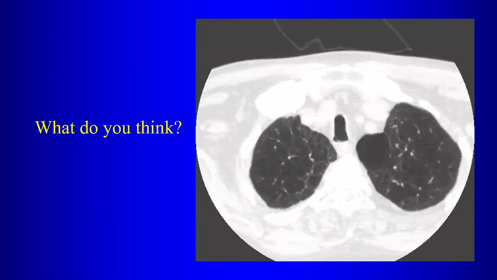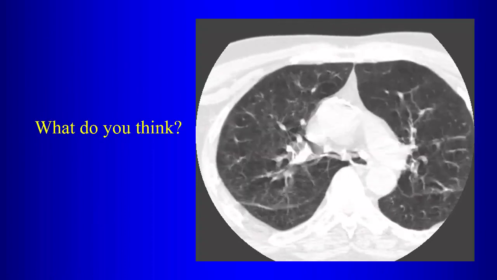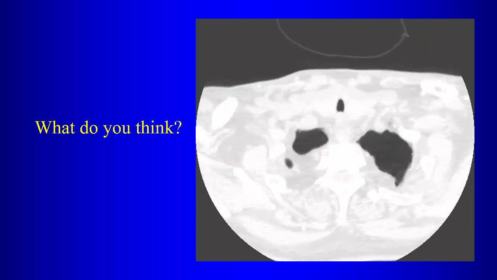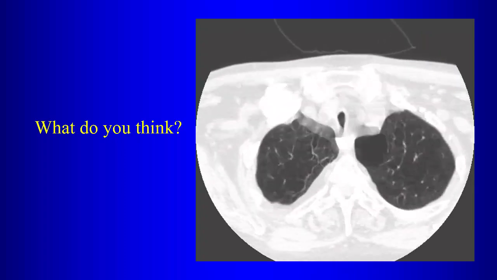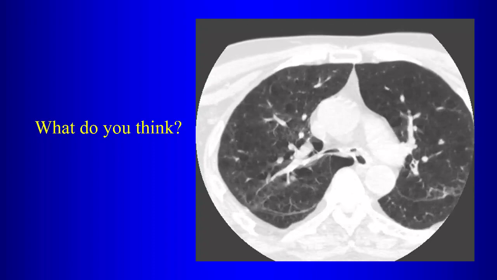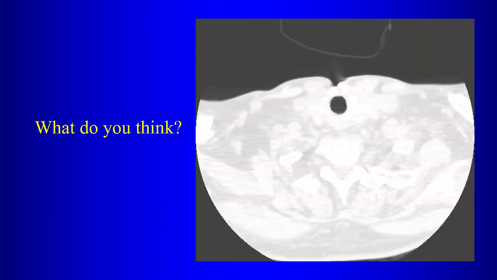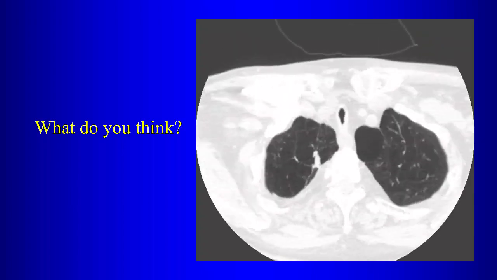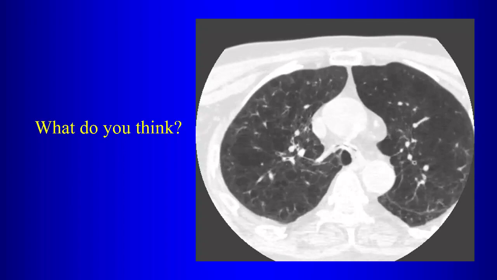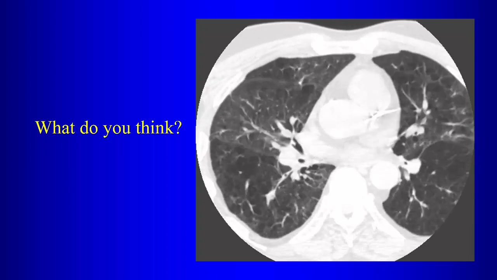So what is going on in this patient? Yeah, so the patient is breathing during the scan, and how do you know that? What's happening? Well, there's motion artifact. But look at the airways. Notice that the airways are changing in caliber throughout the scan. So when are the airways collapsing? Expiration. So expiration is causing these airways to collapse, okay?